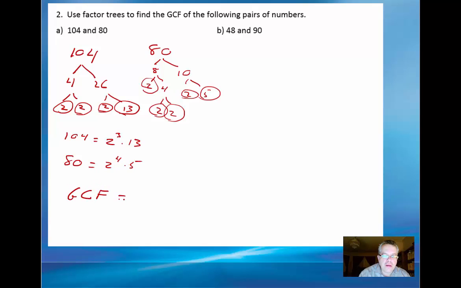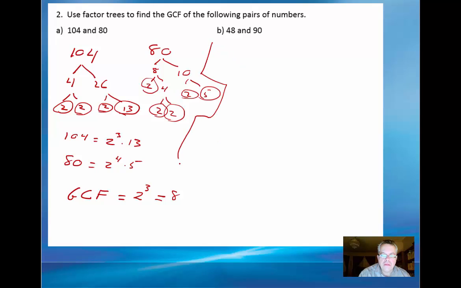Okay, let's see what they have in common. What do they both have? They both have at least 3 factors of 2. So the greatest common factor is going to be 2 to the third. Then let's see what else they have in common. 80 has a 5, but 104 doesn't. 104 has a 13, but 80 doesn't. This is it. So the only thing they have in common are 3 factors of 2. So that would be 8.